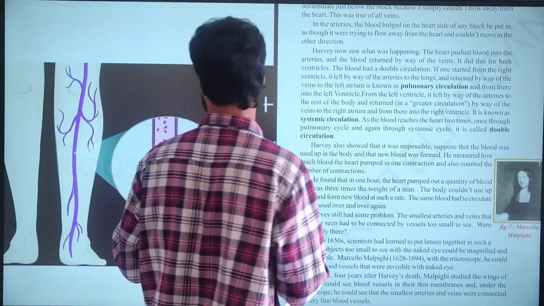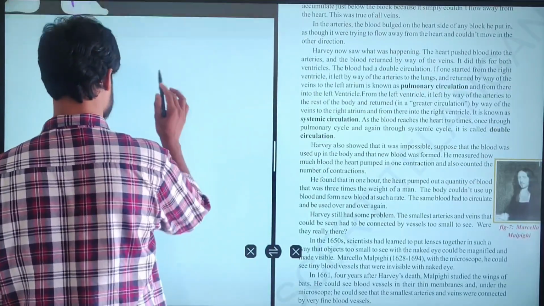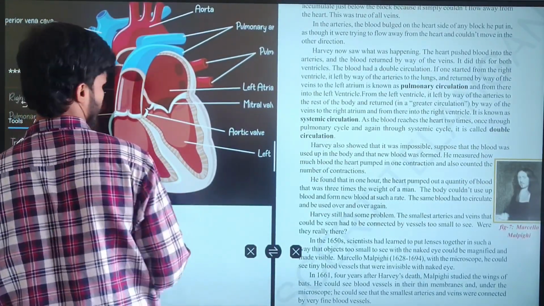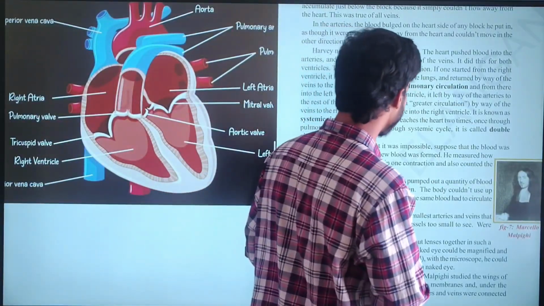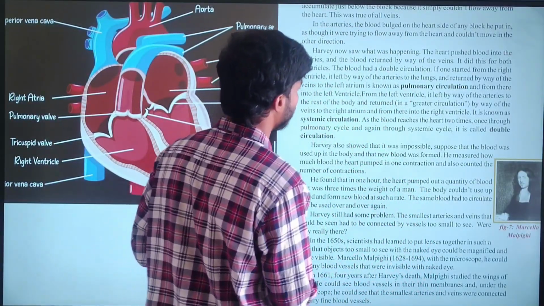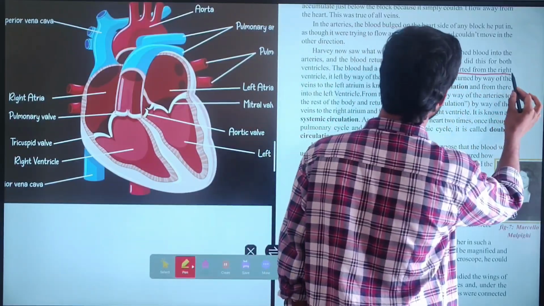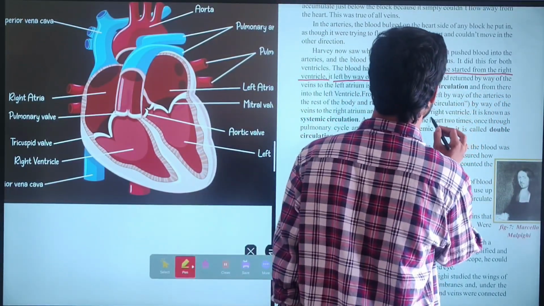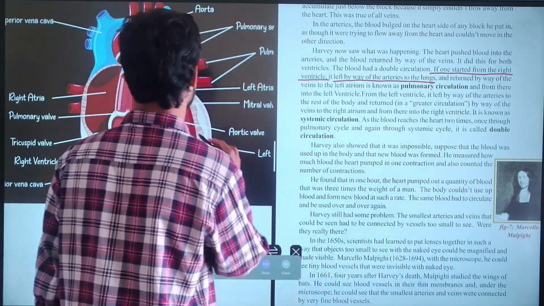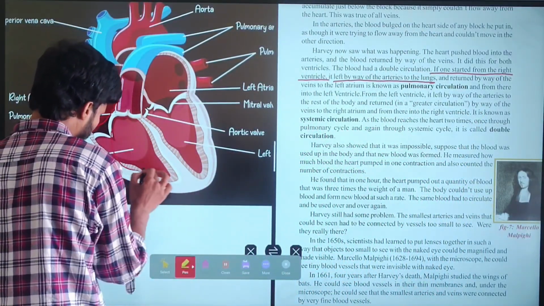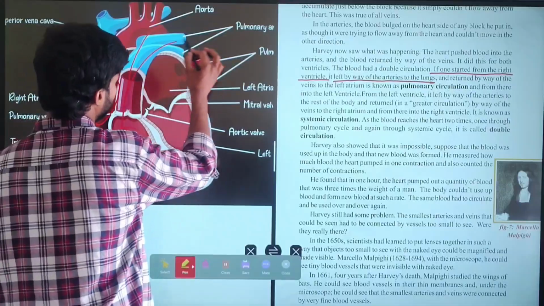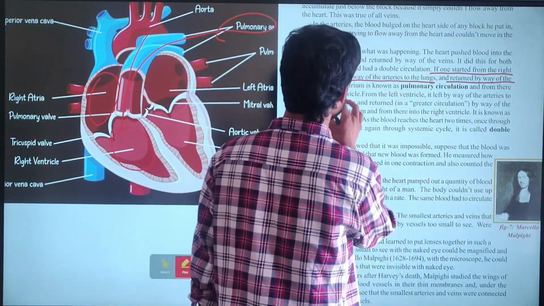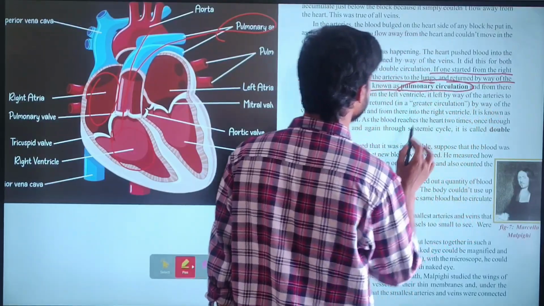Now, from the pulmonary circulation, what is given? Look at this image. So pulmonary circulation and systemic circulation. If we start from the right ventricle, the blood leaves through the arteries to the lungs, and returns from the lungs through the veins to the left atrium. This is known as pulmonary circulation.